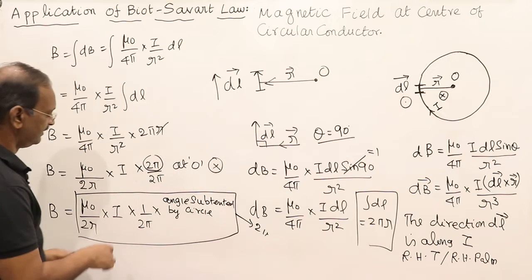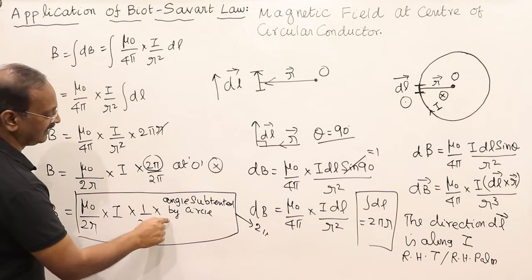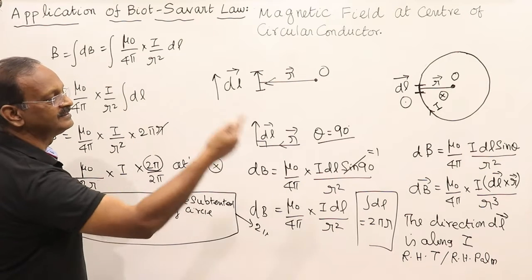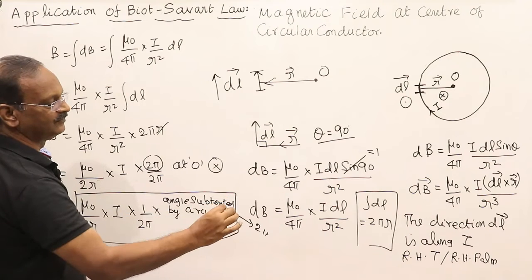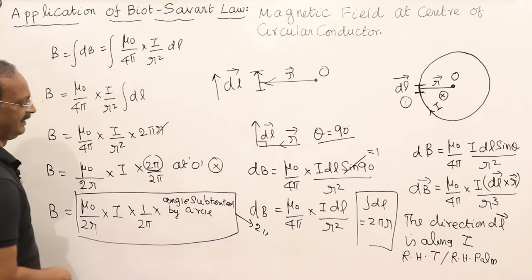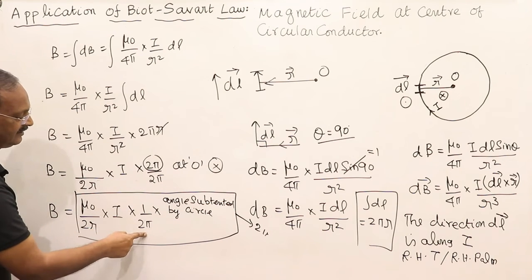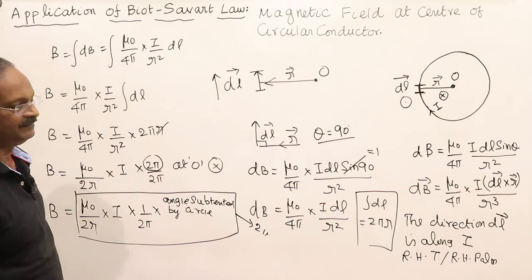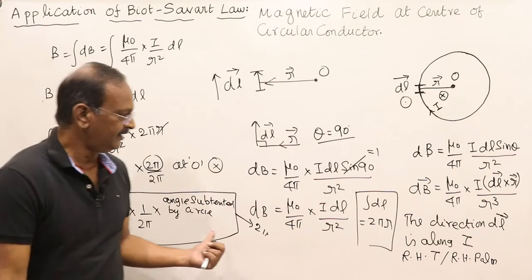For semicircle means we will write the same formula. Angle subtended for semicircle means it will be pi. At O they will make an angle of pi. So here we will write pi, here 2 pi. So this formula will be easier this way if you remember.